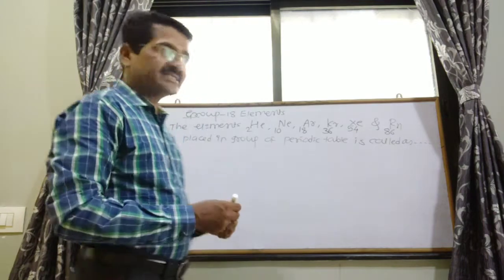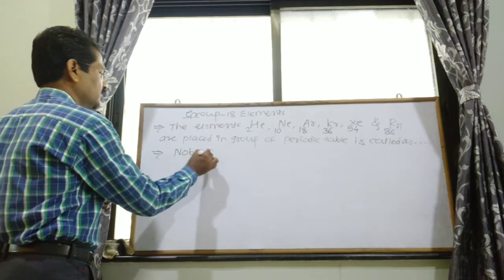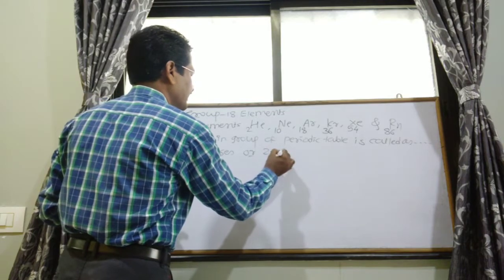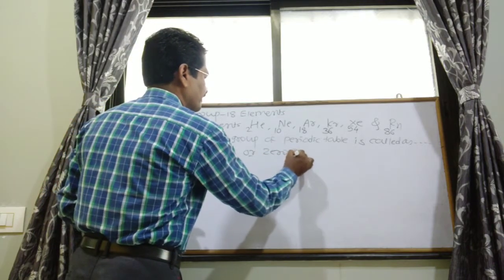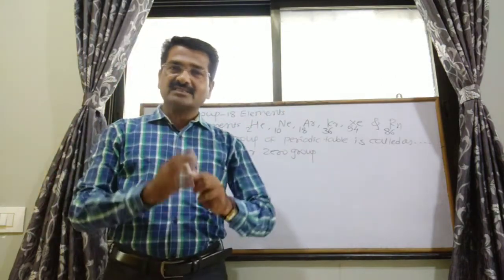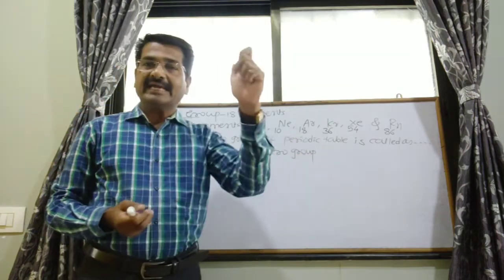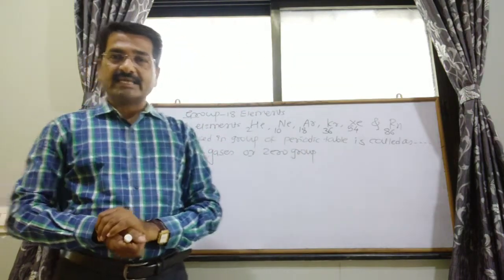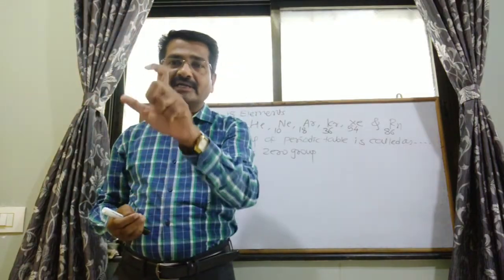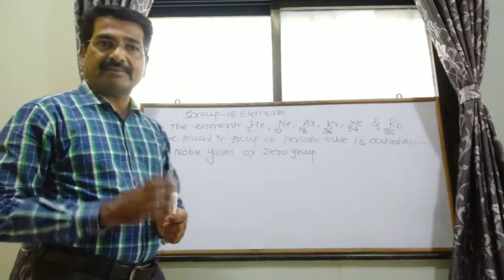It is also called noble gases or zero group elements. These elements, group 18 elements, are also called noble gases or zero group elements. These elements occur in the last group of the periodic table. So these are the group 18 elements.